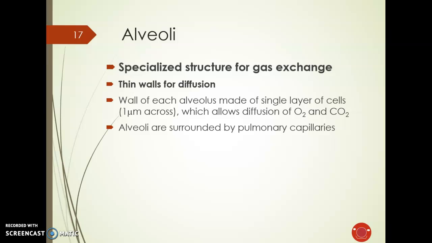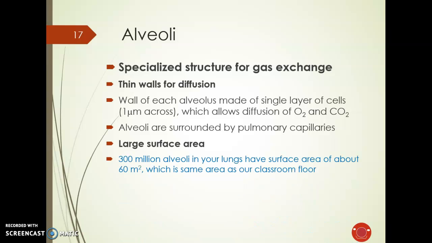The alveoli are also surrounded by pulmonary capillaries, which are going to be picking up the oxygen and dumping off the CO2. They also have a very large surface area, and we know that that is important for diffusion, for being able to diffuse more gas. So fun fact, you have about 300 million alveoli in your lungs, and if you could measure the surface area of all of that and lay it out, it would have the surface area of about 60 square meters, which is the same area as our classroom floor. So you have a lot of surface area for breathing.